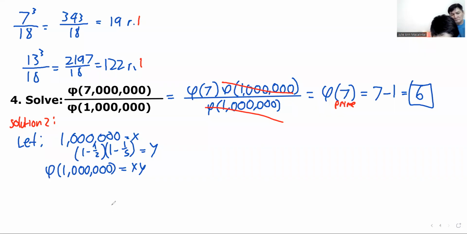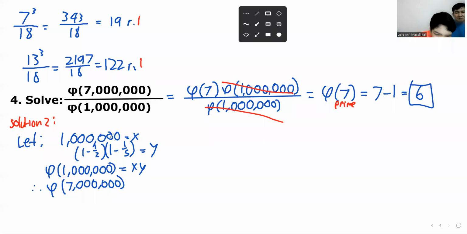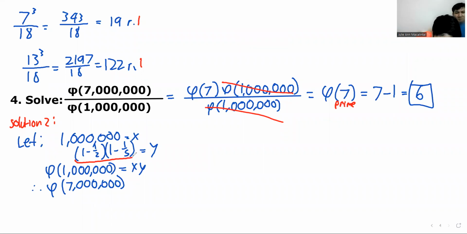Now we give justice to the Greek language, xy. Therefore the phi of 7 million, I'm using this block in a different color, because 7 million has a prime factorization. So the prime factorization of 1 million, because it has 6 zeros, is 10 to the 6, which is 2 times 5 to the 6.